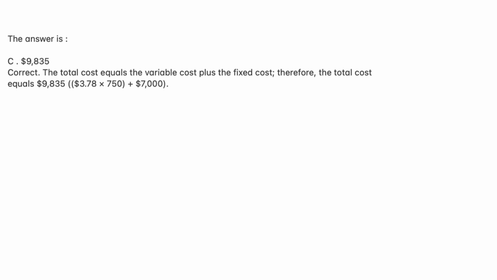$9,835. Correct. The total cost equals the variable cost plus the fixed cost. Therefore, the total cost equals $9,835: $3.78 times 750, plus $7,000.